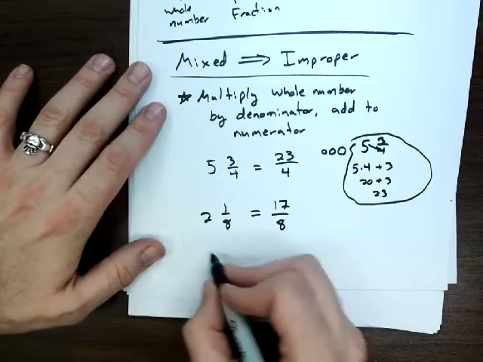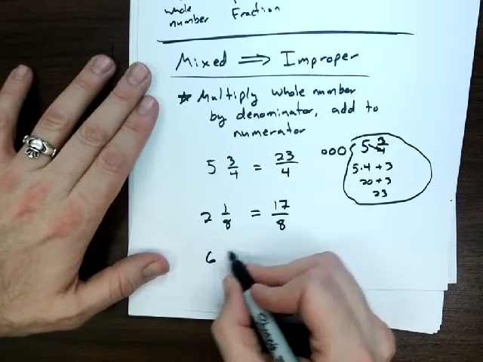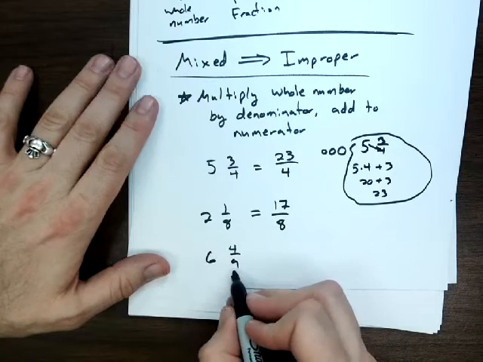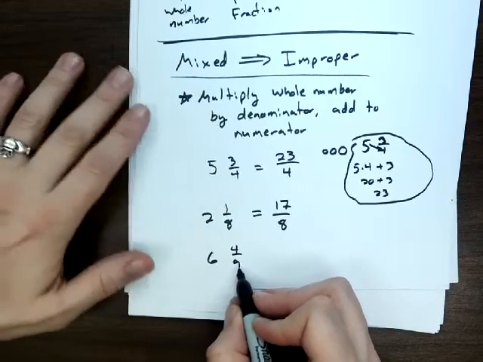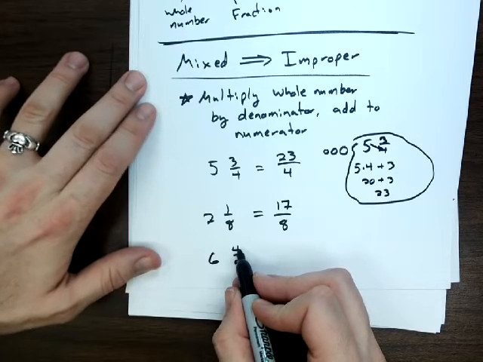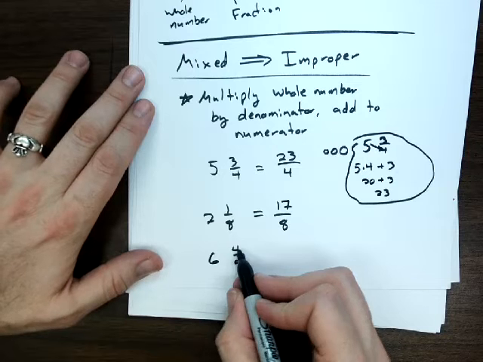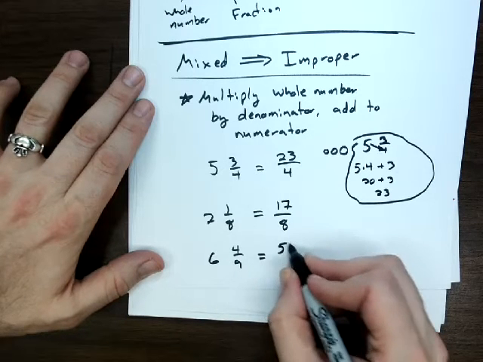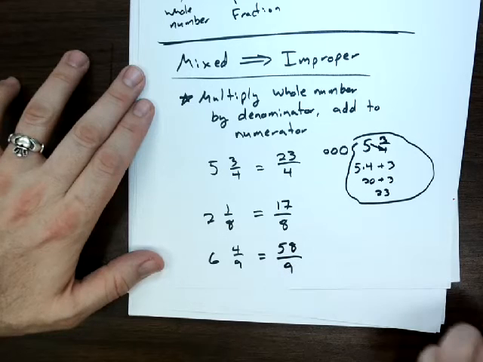Let's do it again. Let's say we've got 6 and 4/9. Well, 6 times 9 is going to be 54. 54 plus 4 is going to be 58. That'll be 58/9. We're done.